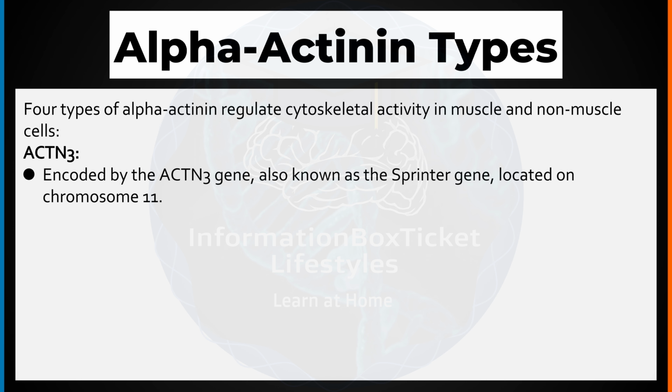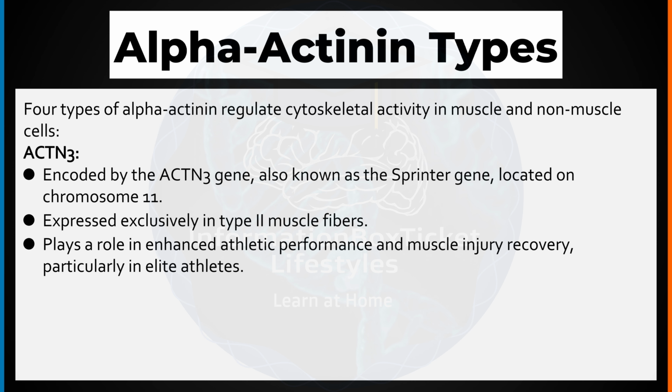ACTN3, encoded by the ACTN3 gene, also known as the sprinter gene, located on chromosome 11, expressed exclusively in type 2 muscle fibers, plays a role in enhanced athletic performance and muscle injury recovery, particularly in elite athletes.